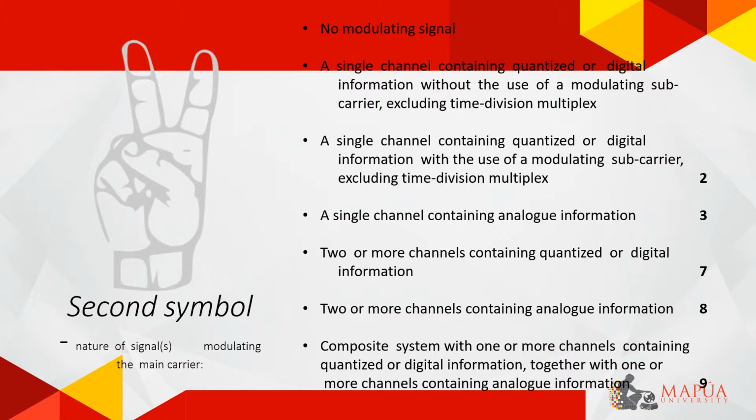7, two or more channels containing quantized or digital information. 8, two or more channels containing analog information. 9, composite system with one or more channels containing quantized or digital information together with one or more channels containing analog information.